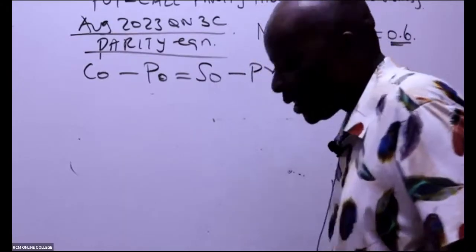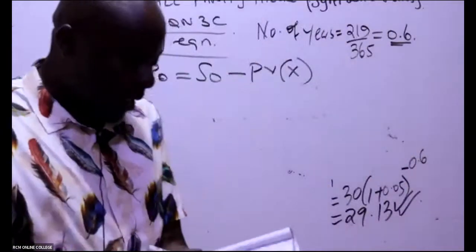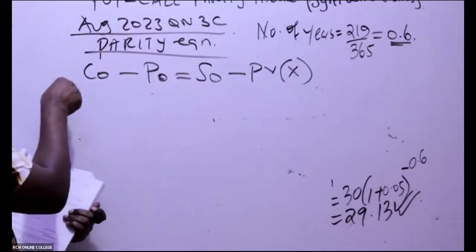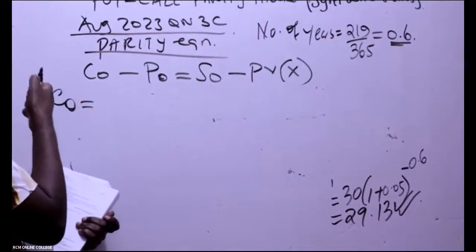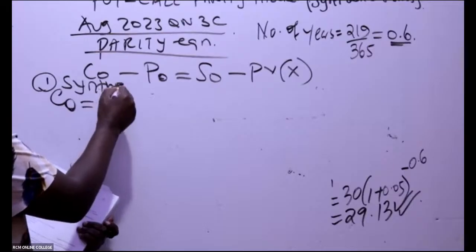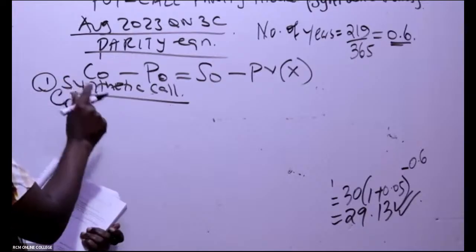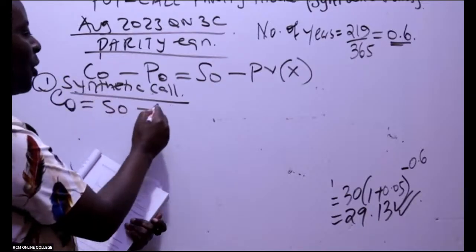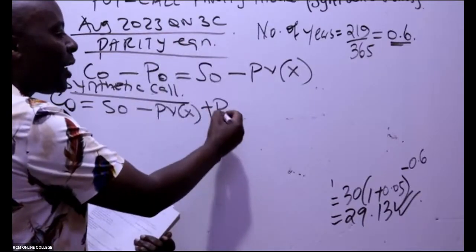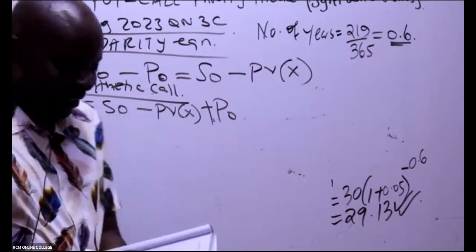And then now we go to the requirement. The requirement, the synthetic asset value that they want us to get, first of all, there in Roman 1 is the synthetic call option, the CO. And what have we said about this CO? Make CO the subject of the formula. So number 1, synthetic call: CO equals SO minus present value of the exercise price. This is crossing over. Now it becomes PO. So do we have these values from our question?